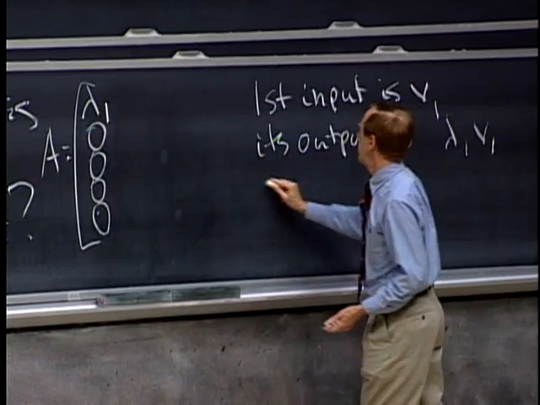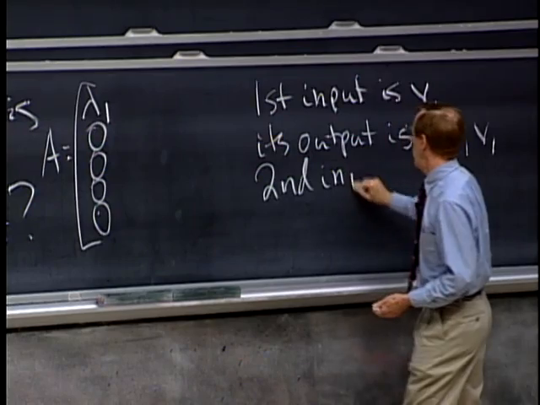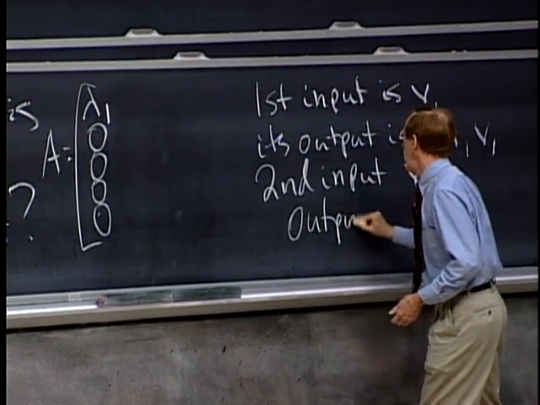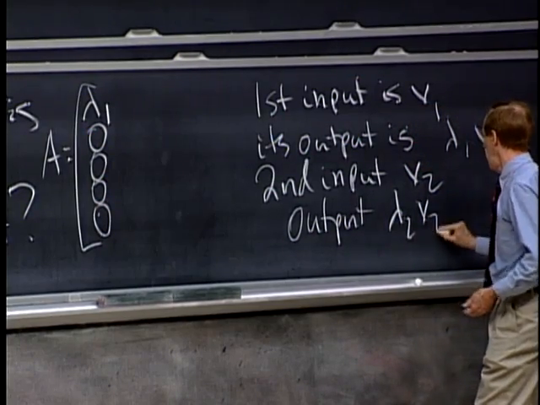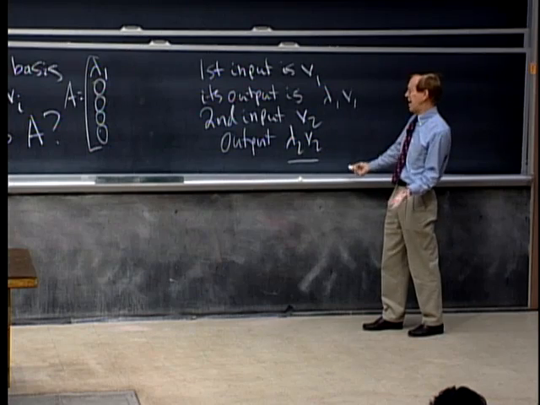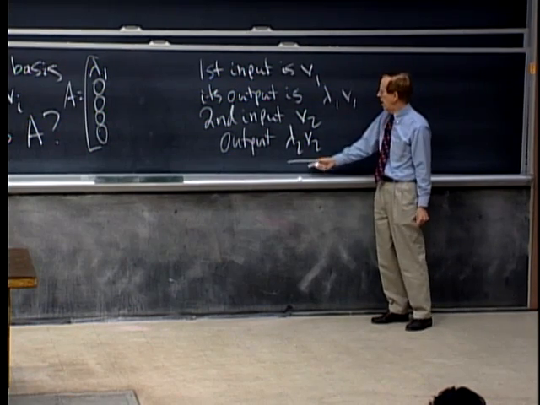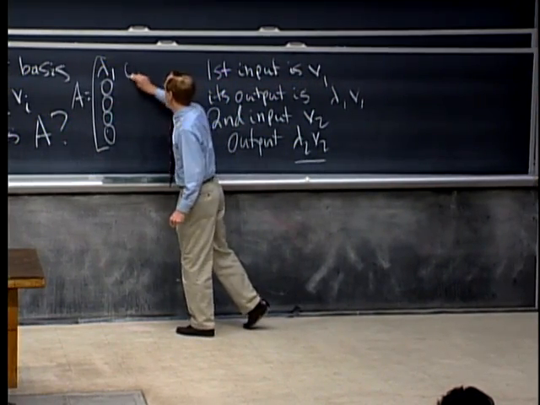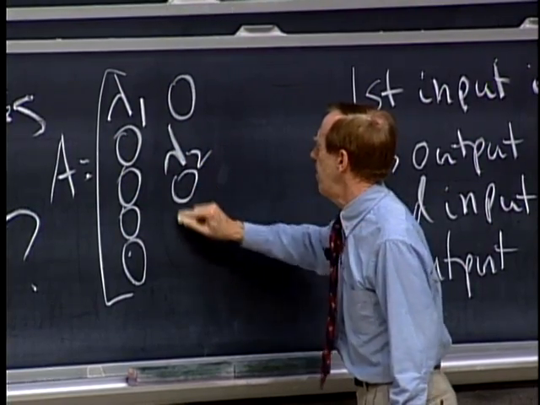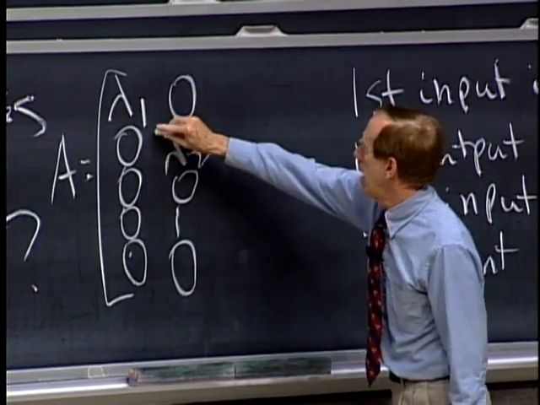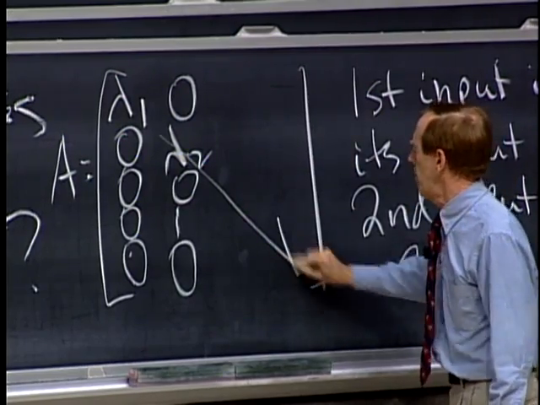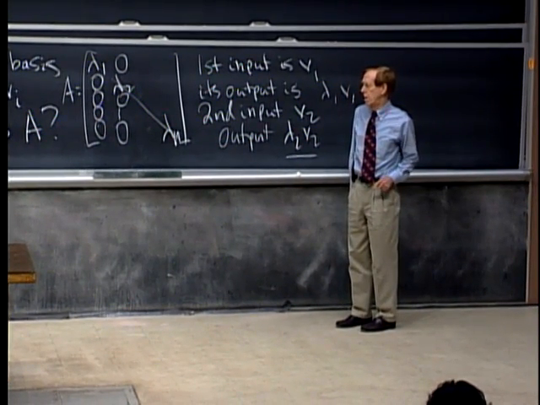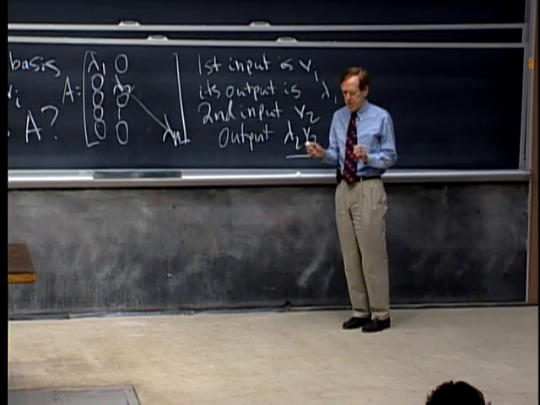Okay? Second input is V2. Output is lambda 2 V2. Okay, write that output as a combination of the V's. It's already done. It's just lambda 2 times the second V. So in the second column, we have lambda 2 times the second V. Well, you see what's coming. In that basis, in the eigenvector basis, the matrix is diagonal. So that's the perfect basis.